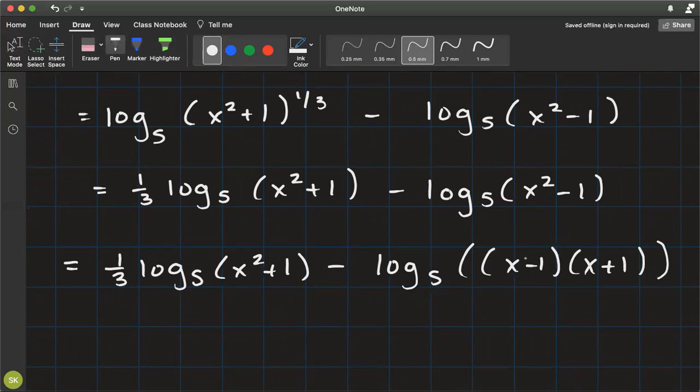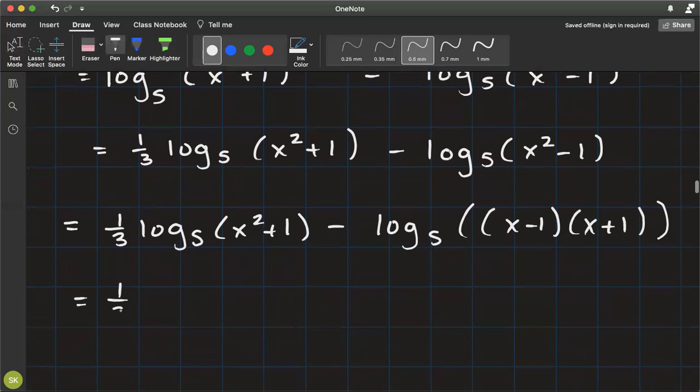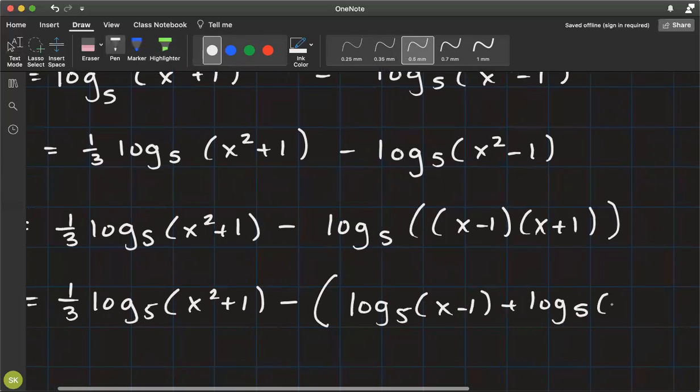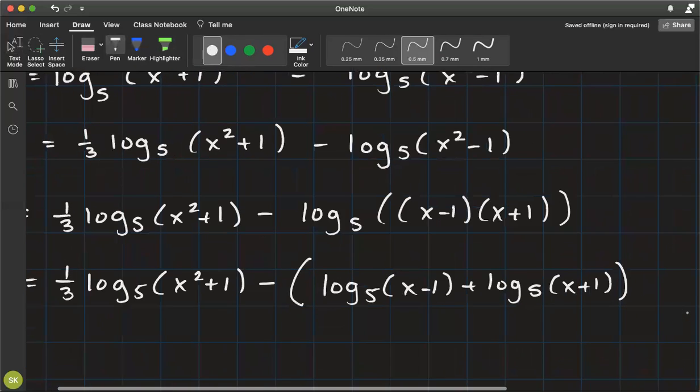And now since we have multiplication, we can break that into addition on the outside. Now be very careful here because you have a minus sign. So this is minus, in parentheses, log base 5 of x minus 1 plus log base 5 of x plus 1. Just like that.